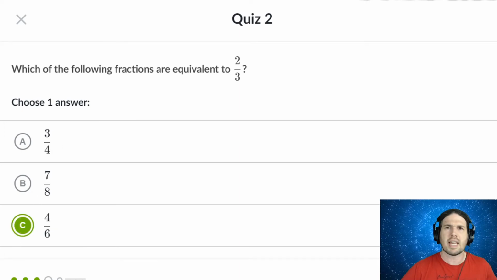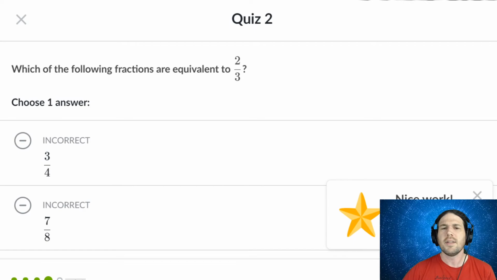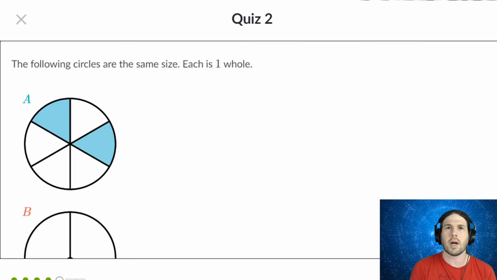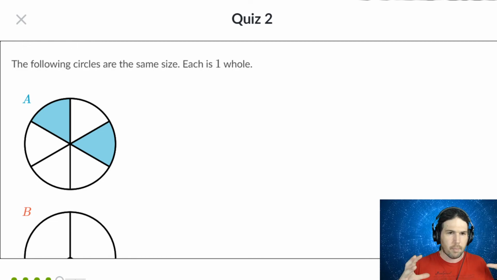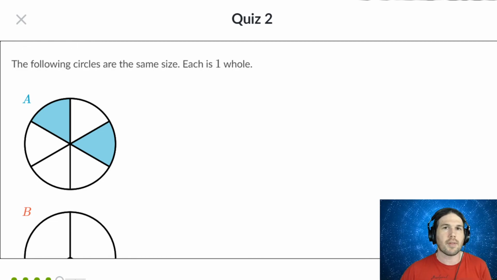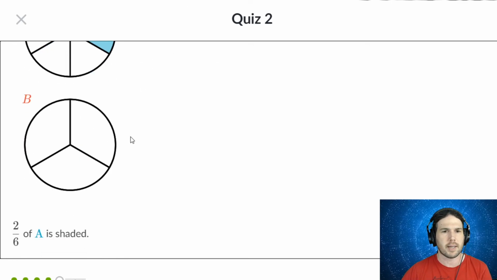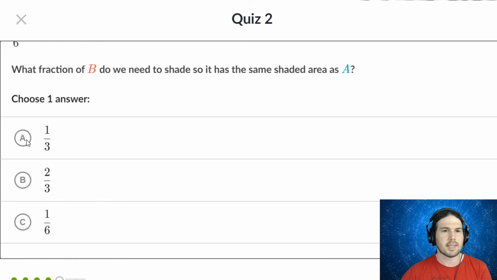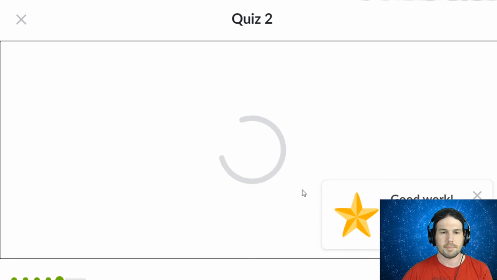You see how we're getting the same problems over and over again? That's because at the 3rd grade level, we're not expecting students to be able to deal with cutting a whole into like 50 pieces. That's silly. So you're going to see a lot of the same kind of problems over and over again. 2/6 is the same thing as 1/3.